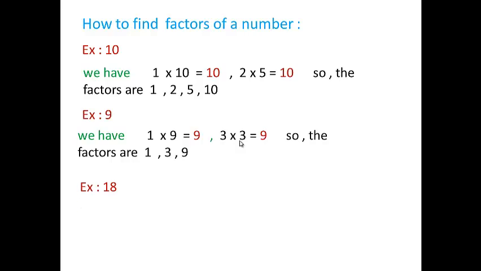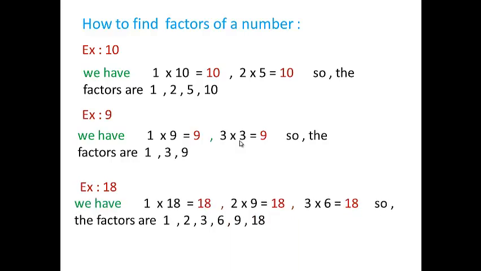If I have 18, think about what numbers multiplied by each other give you 18 from the timetable. Easy. We have 1 by 18, 2 by 9, 3 times 6. My factors here are 1, 18, 2, 9, 3, 6. Rearrange them from small to big: 1, 2, 3, 6, 9, 18.